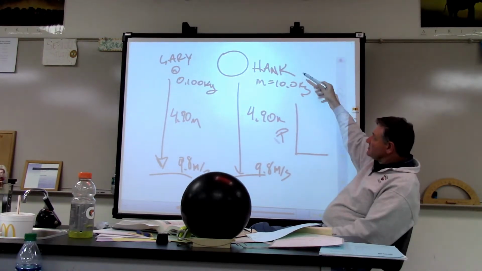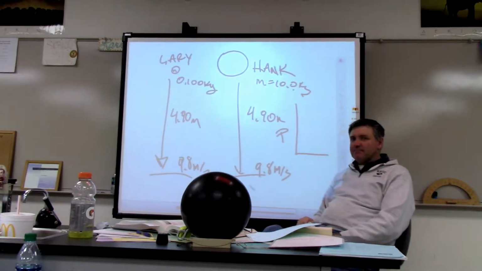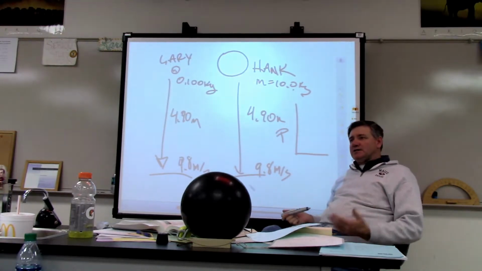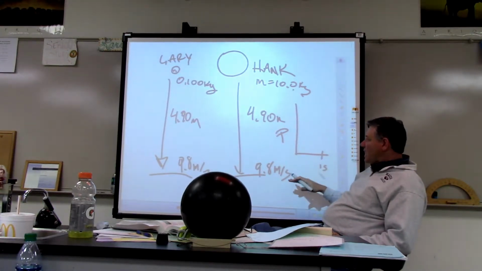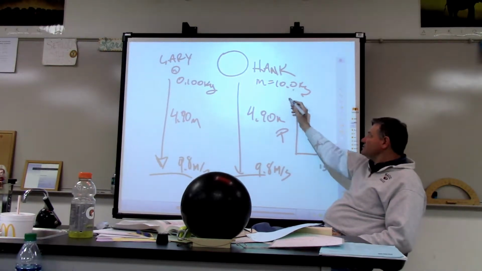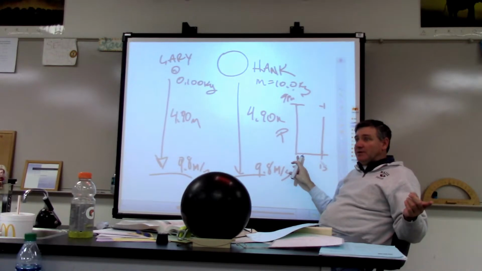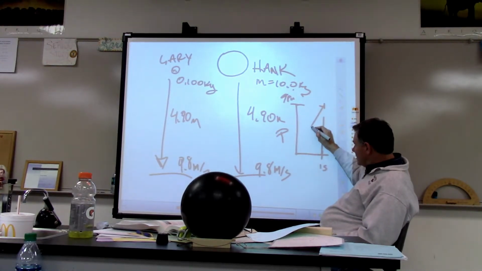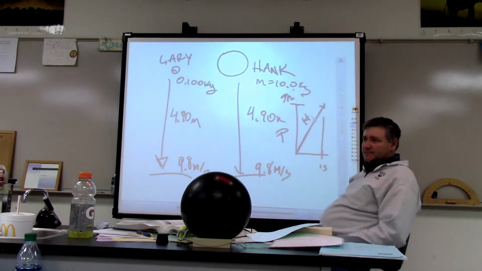So Hank has a mass of 10 kilograms, and when Hank lands, he's going to be going 9.8 meters per second. So is Hank going to have some momentum when he lands? Yes, right? So at the end of 1 second, how much momentum is Hank going to have? 98 Newton seconds, right? So here's 98 Newton seconds, here's 1 second. So initially, Hank didn't have any momentum, right? So I'm going to draw a line like this. So this is Hank, right?